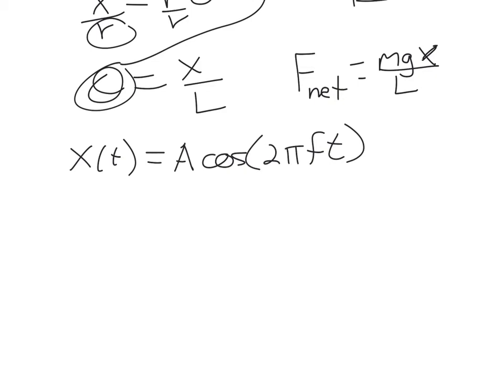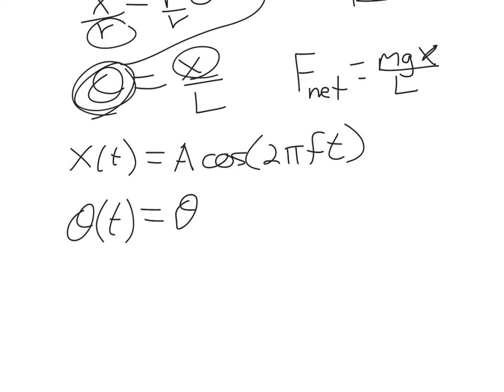Now, we can also say, though, that instead of, like, we have this, we have theta and we have x, we could also say that theta follows the same thing. Theta and x are directly proportional to each other. So we could make a similar equation saying that theta would be equal to some theta max, I guess, because a is really x max.